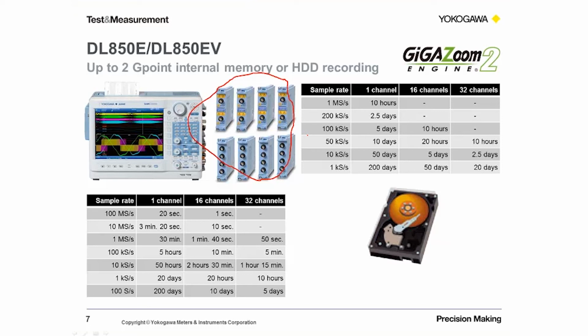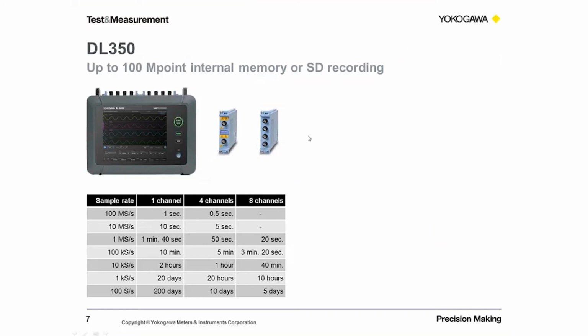The other instrument we have recently introduced is our portable version, the DL350. This has less memory, but it still has 100 megapoints of internal memory, and we can also save directly in real time to an SD card inside the machine.